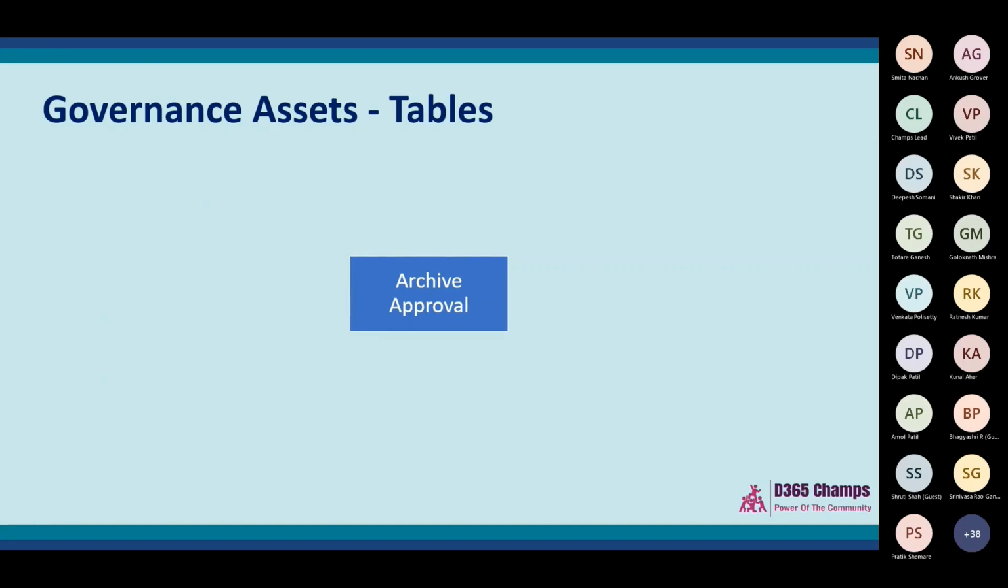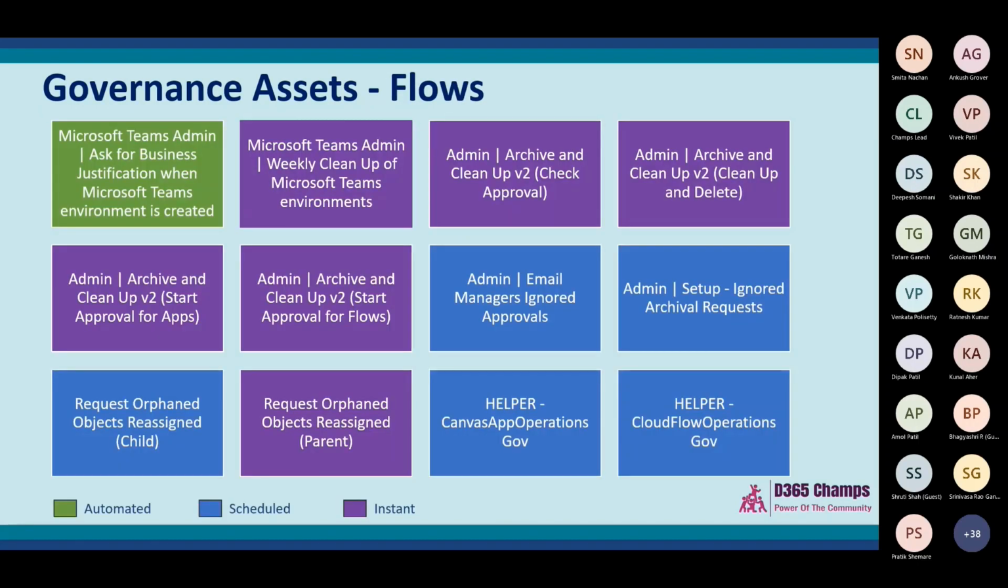At the same time, we do have certain flows around the governance assets. Here are these governance asset flows, and you can see they are automated, scheduled, and instant as per the color. We will not go deeply due to time. The first one is a flow that runs daily and checks whether a new environment of type Microsoft Teams has been created. This flow also sends a welcome email to a new team owner to provide them with further information about their environment.